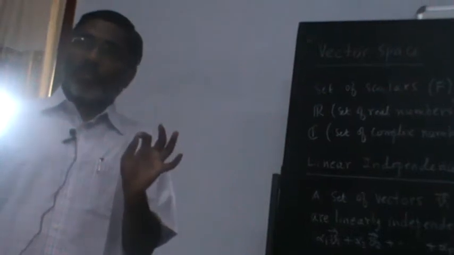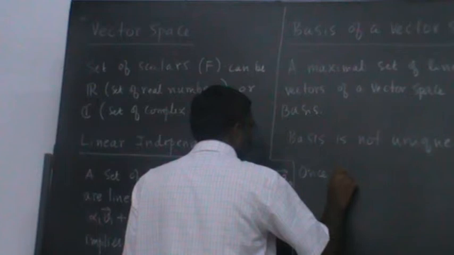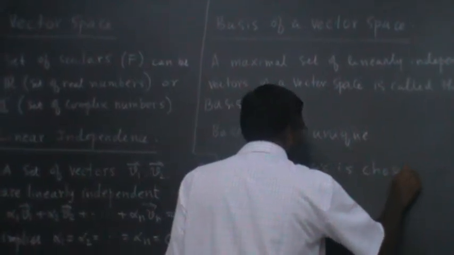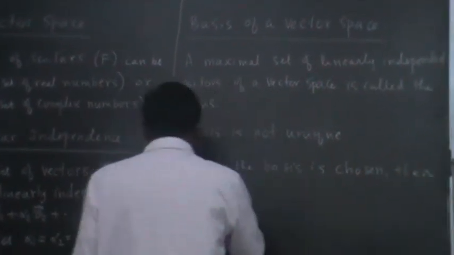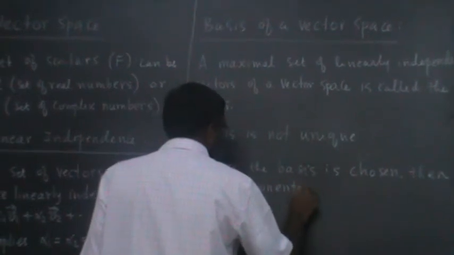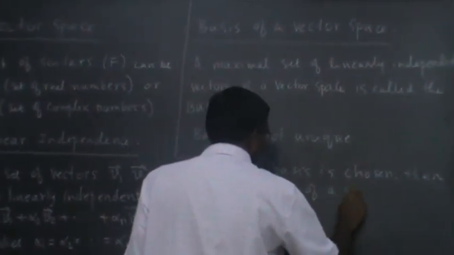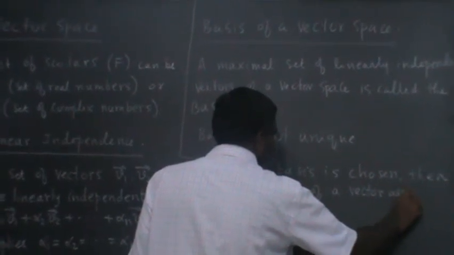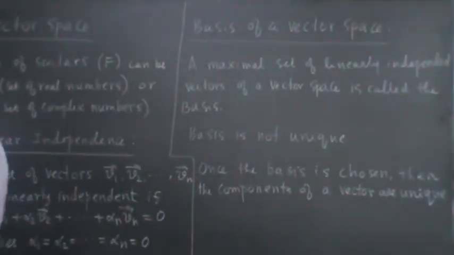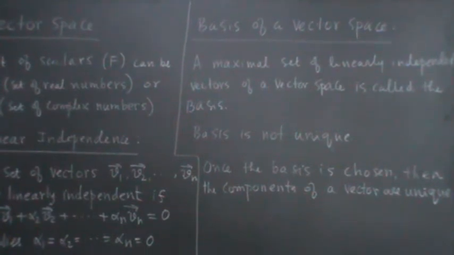But once you choose the basis, the components are unique to that basis. Okay? So once the basis is chosen, the components of a vector are unique. You cannot have two components for the same basis. It's like once you choose the coordinate system, components are fixed. Okay?